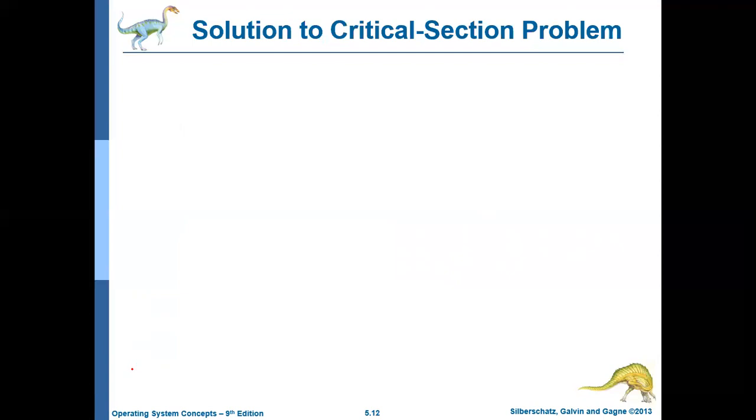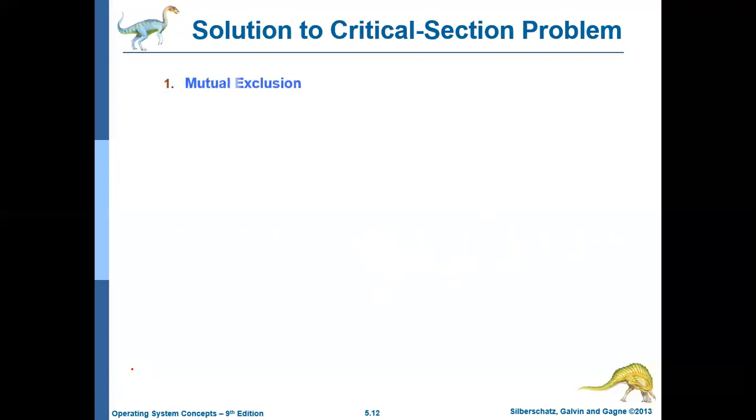Then let us discuss what the characteristics of a solution should be if you propose a solution to the critical section problem. How should we ensure that the solution is complete? Whenever we propose a solution to the critical section problem, we should ensure that three conditions are satisfied.